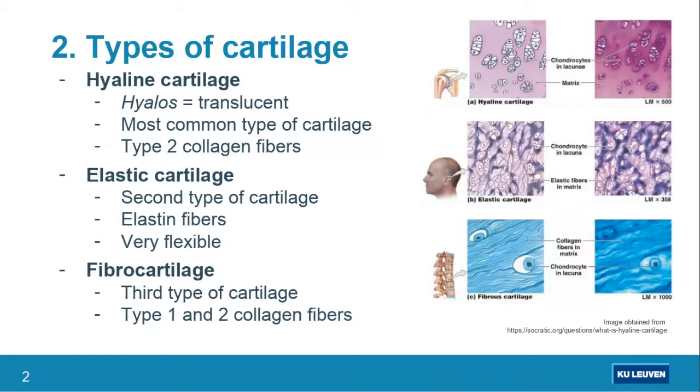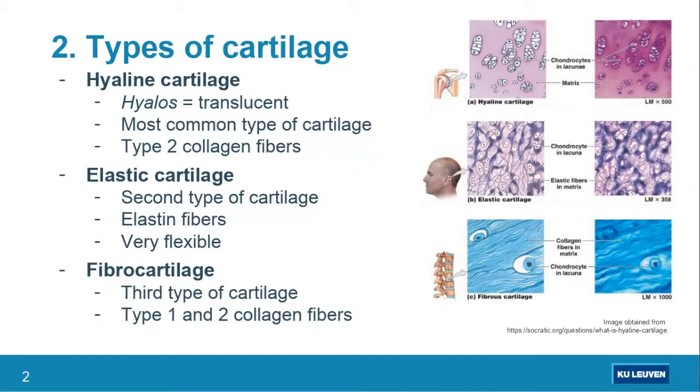Hyaline cartilage is the most common type of cartilage in our body, and it's mainly composed of type 2 collagen fibers. For example, we can find this type of cartilage in the synovial joints, such as our knees, the ankle, elbow, the hip, etc.